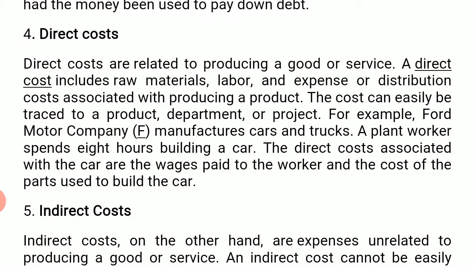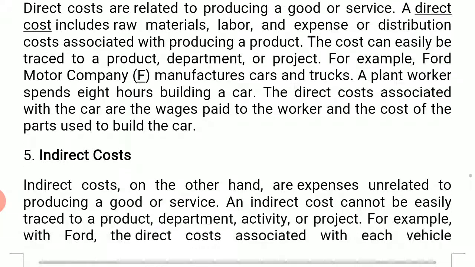What is direct cost? Direct costs are related to producing a good or service. Direct costs include raw material, labor, and expenses or distribution costs associated with producing a product. A cost can easily be traced to a product, department, or project. For example, Ford Motor Company (F) manufactures cars and trucks. A plant worker spent 8 hours building a car. The direct costs associated with the car are the wages paid to the worker and the cost of the parts used to build the car.